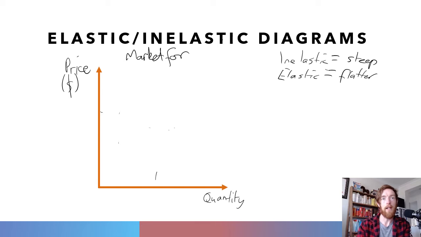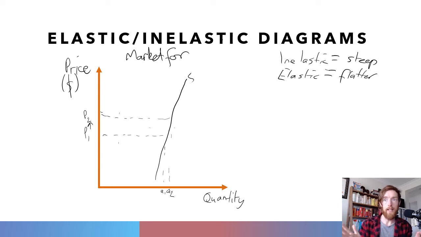So if we look at inelastic supply, a supply line sloping upwards at a very steep angle, what kind of things are going to be inelastic in supply? Well, things that they can't supply more of when the price increases a lot, because as we know, businesses are profit motivated. So if we have P1 and P2, a fairly large increase in price, the increase in quantity is very, very small.